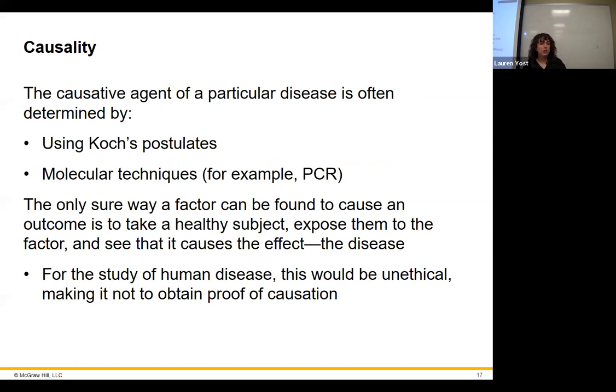All right, causality. We've already talked about Koch's postulates as far as taking samples from a person, isolating the organism, putting it in another animal. It has the same disease, and then re-isolating that organism again. That's how he discovered what was causing anthrax. We apply that same ideology now, but using molecular testing techniques, like PCR and stuff like that.